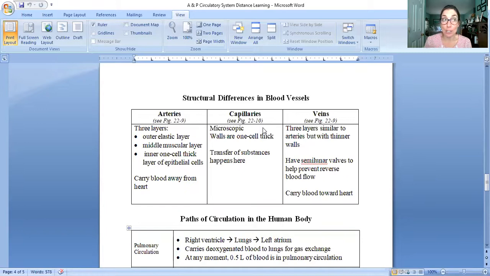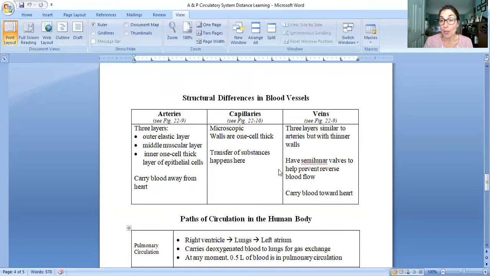Capillaries are the tiniest. They're just one single cell layer thick. There's 50,000 miles of capillaries in your body. Every cell in your body is either next to a capillary or a super short distance away from a capillary, because the capillaries are where the exchange happens between your blood and your cells. So they're very thin and microscopic.